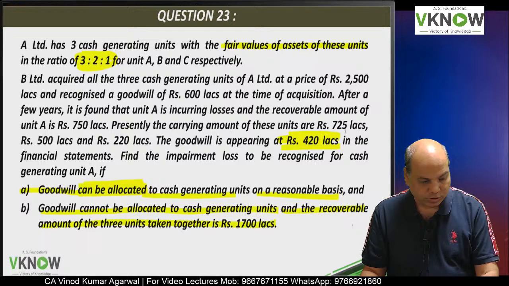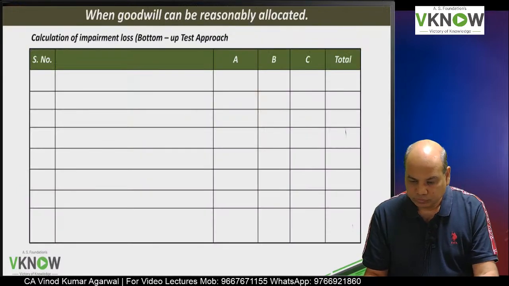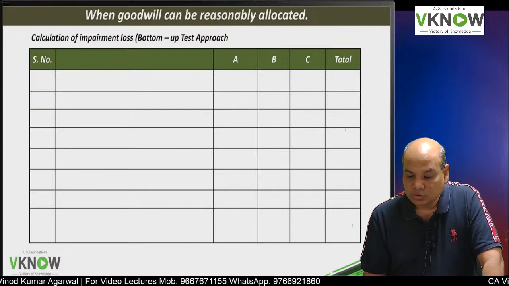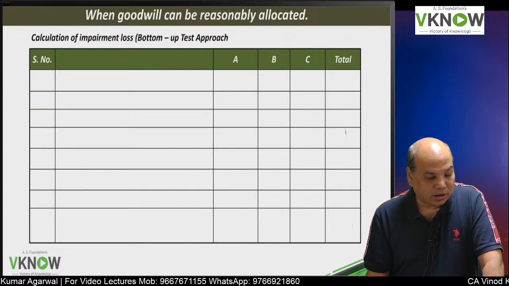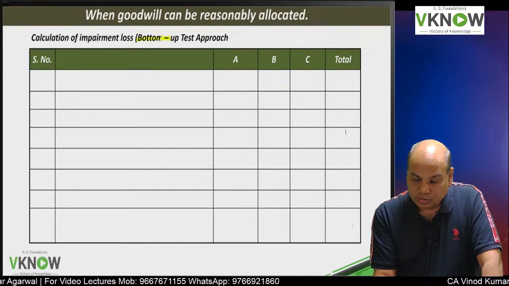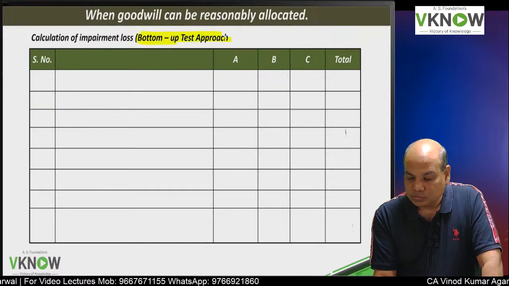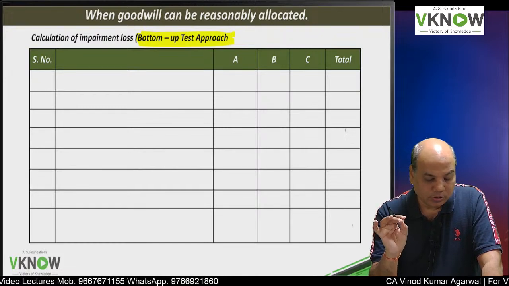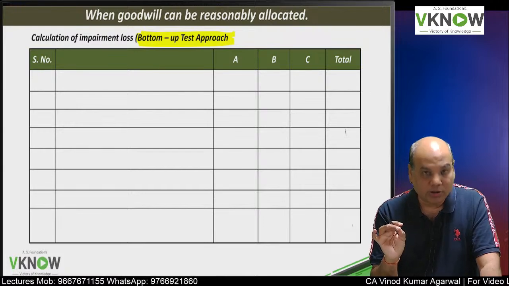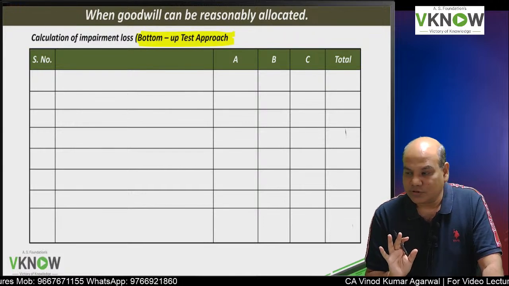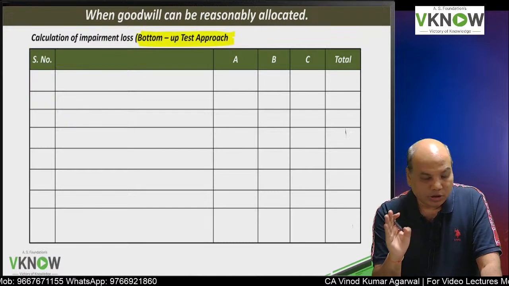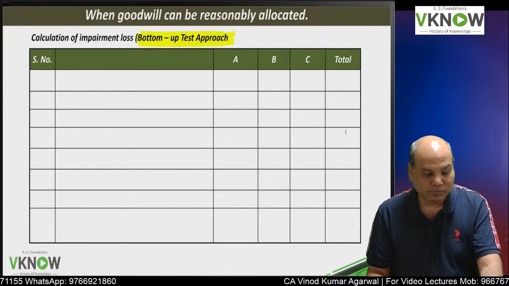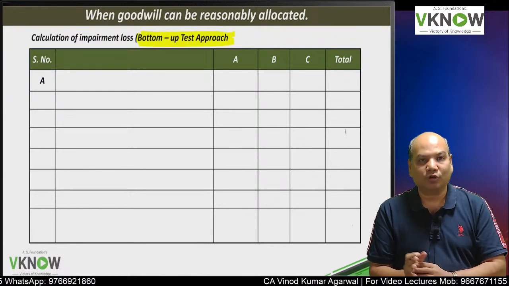So let us solve this question now. First we will solve by the first method. When goodwill can be reasonably allocated, then we will perform the bottom-up test. The bottom-up test will be performed when goodwill can be reasonably allocated. Life is easier here. There are three columns on the right side, A, B, C, and total. Take a pen or a pencil, a calculator, and start solving.